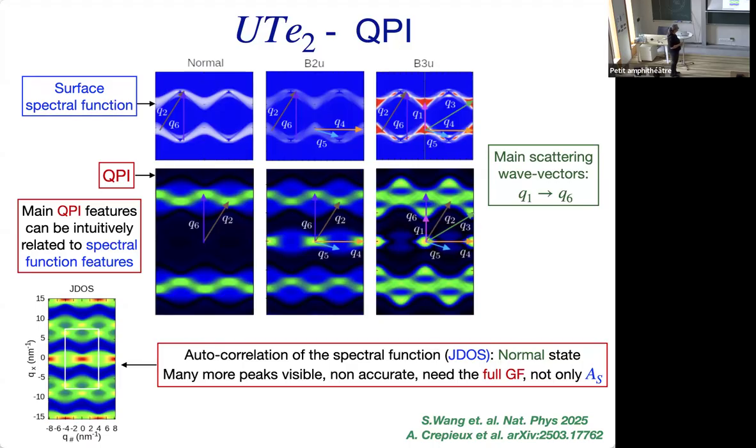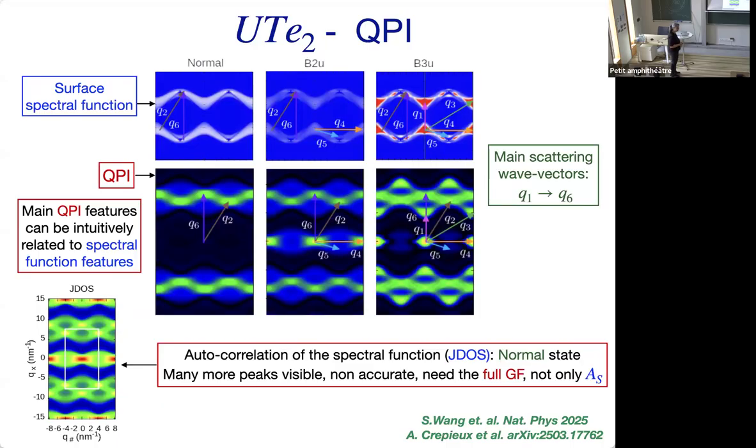For example, here I have a lot of intensity, and I don't have it here. So for the normal state, I mostly have this type of scattering processes, this type of intensity here and here, which corresponds to scattering between this region and these regions, and between this region and this region. So the normal state QPI is going to be dominated by these two vectors. Just autocorrelation is going to give you a lot of other stuff which is actually not physical. So you have to do the exact calculation with the T matrix and everything. You cannot do just autocorrelation of the spectral function.